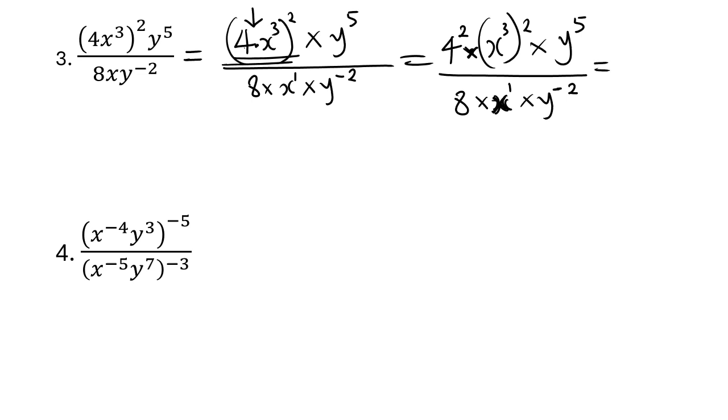So what I have here will be 4 to the second power, which is 4 times 4, which is 16. Again, be careful not to do 4 times 2. Now, for x to the third power to the second power, we just multiply their exponents, not add.